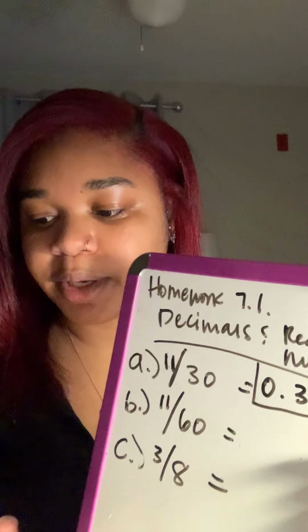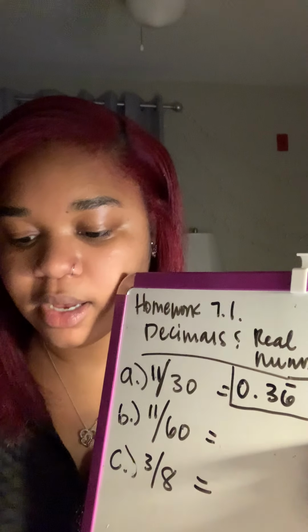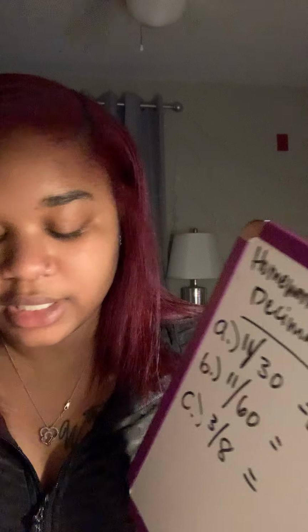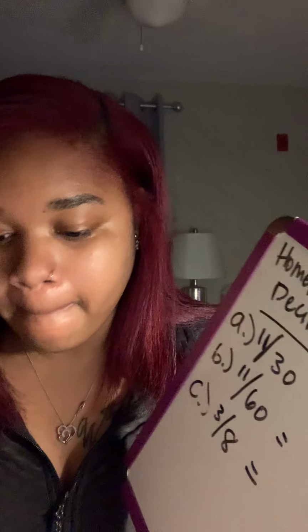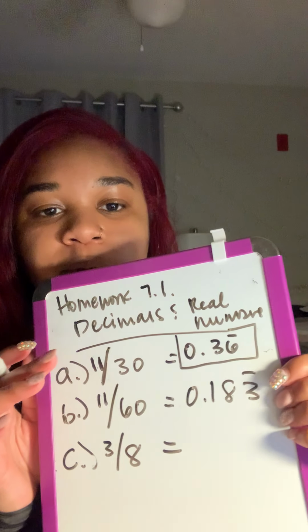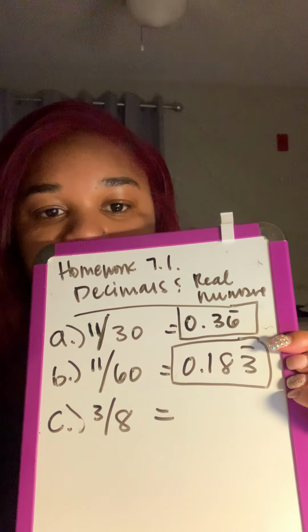For the second one, 11 over 60, it's the same thing for all of these, very, very simple. You just divide 11 into 60, and you always divide the top into the bottom. And so you're going to get 0.183. Once again, the 3 is a repeating number, so it's also going to have a line on top of that one. So 0.183 is your answer for B.